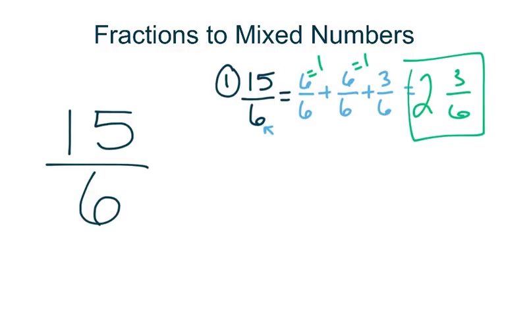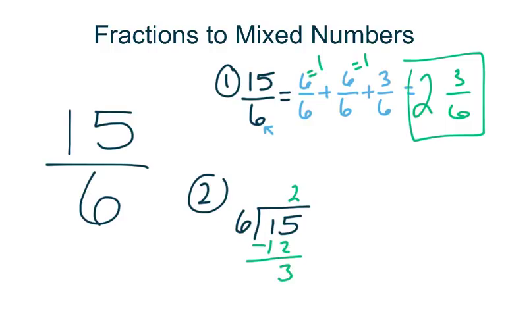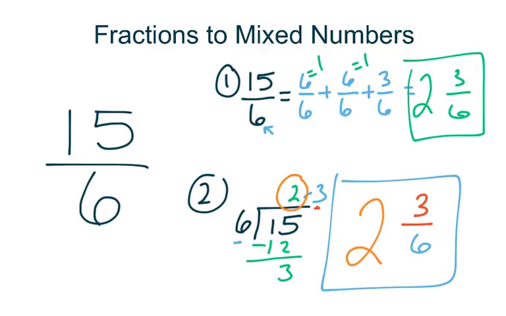The other way that I could do this, option number 2, is through division. So I'd have 6 into 15. 6 goes into 15 2 times. 6 times 2 gives me 12. I subtract, and I'm left with a remainder of 3. When I'm changing this into a mixed number, my quotient, my answer to my division problem, becomes my whole number. My remainder, which is my 3, becomes my numerator, and my divisor of 6 becomes my denominator. Either way, I get the same answer.